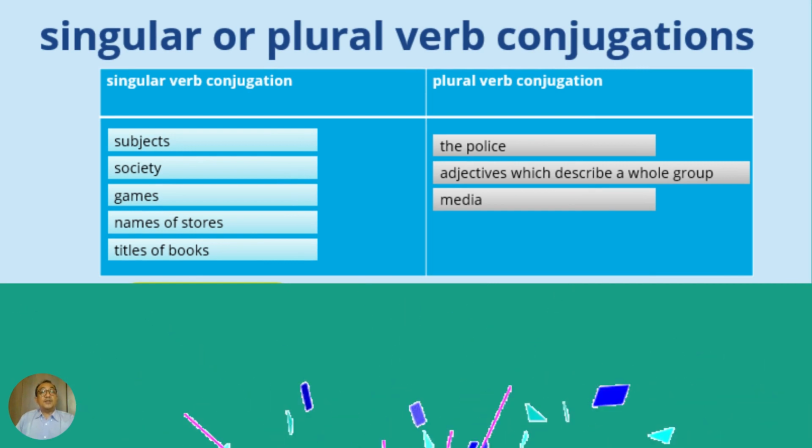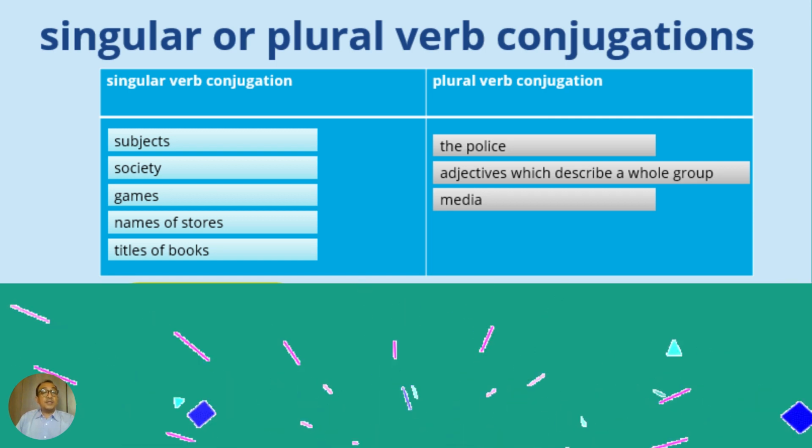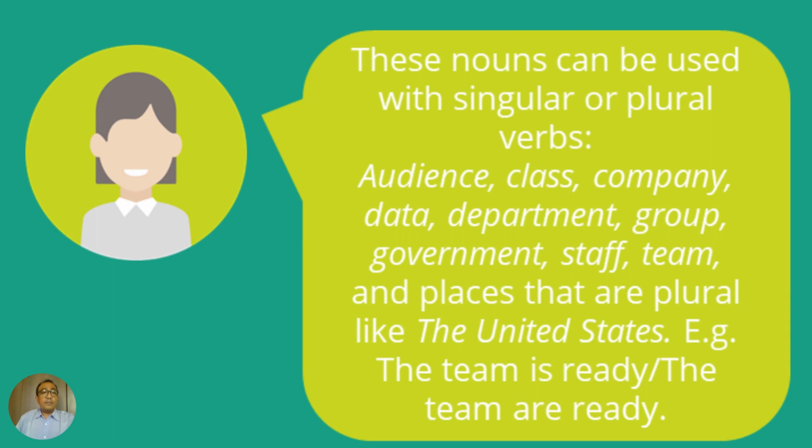Like society belongs to the singular. Games is the singular. Names of stores, even though ending with s, are singular. Titles of books are also singular. Now, the plural verb conjugations are used with, like, the police and adjectives which describe a whole group, like the young, the poor, and the weak, and we make it all with are. The media also takes plural conjugation. But sometimes we need to understand that some nouns can be used with the singular or plural verbs.